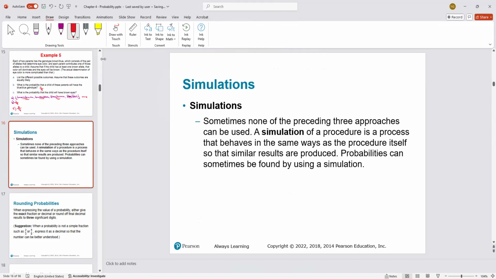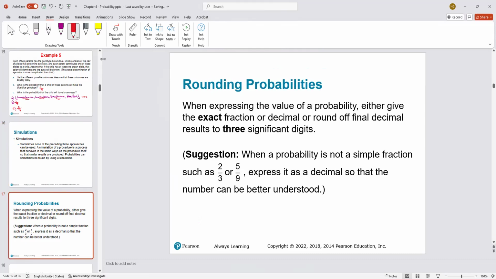That's very important, right? Now, rounding probabilities. We said that when expressing the value of a probability, either give the exact fraction, or a decimal, or round the final decimal result to three decimal places. Like if we say one half, when you divide 1 by 2, that gives you 0.5. So that's easy. But if you do 2/3, remember, if you divide 2 by 3, what's going to happen? It's 0.667. Now you should round to 3 digits.